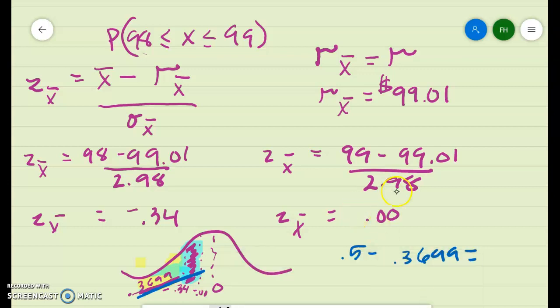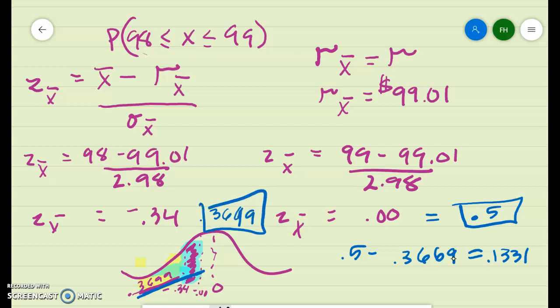0.3669. Well, that would be the error. 0.3669. So 0.5 minus 0.3669, and that would be 0.1331. So remember, when you're trying to find the probability in between, you take the probability of the largest and subtract out the probability of the smallest, and that will give you the probability in between. Let me know if you have any questions.